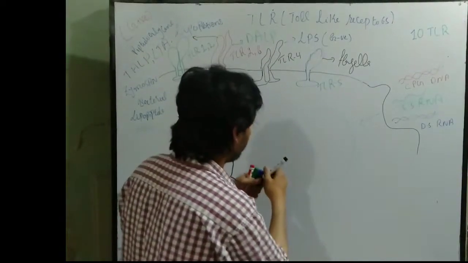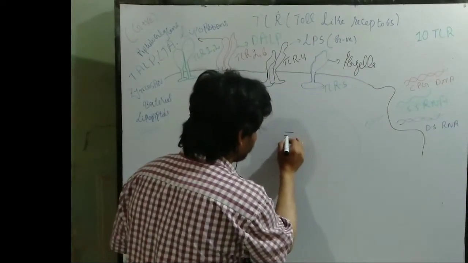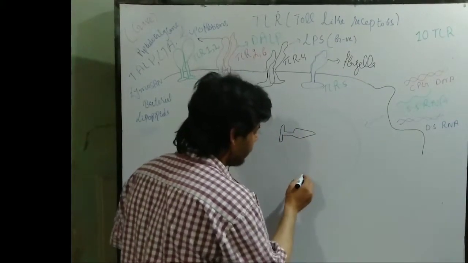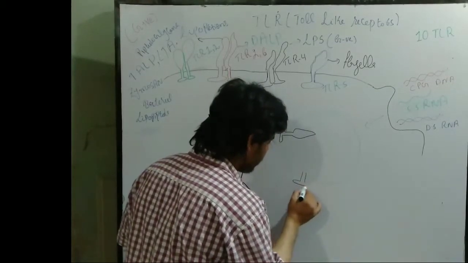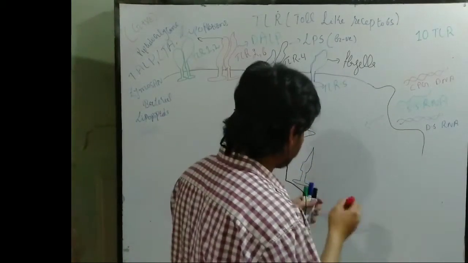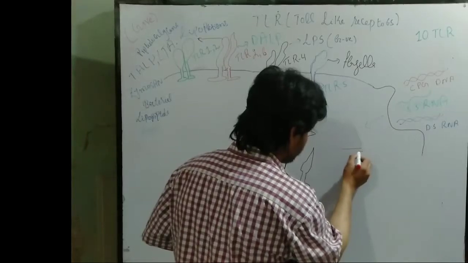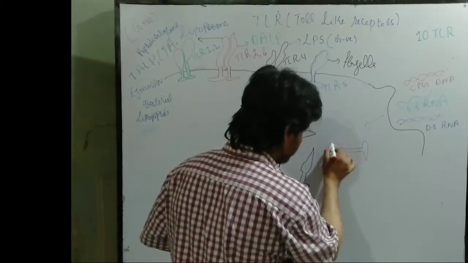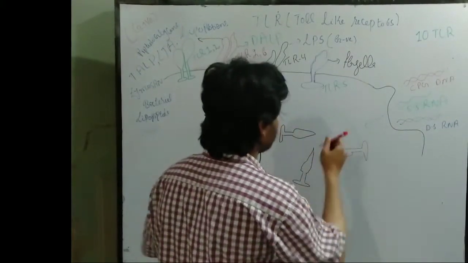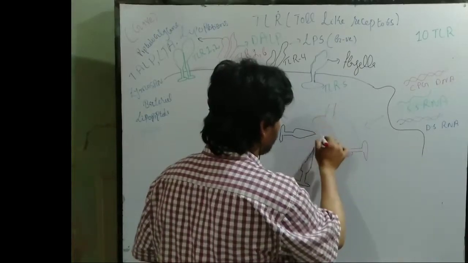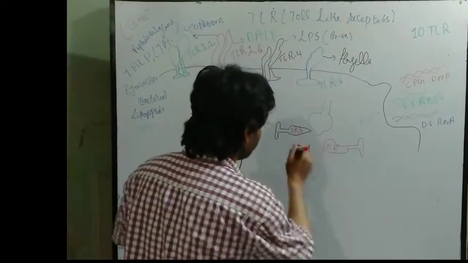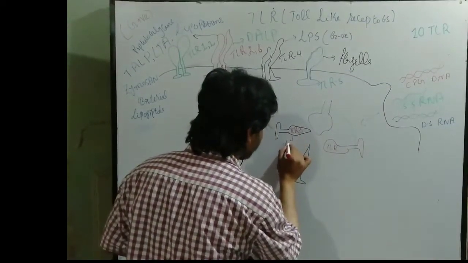If I draw here, how will it look? It will look in this form. Let's say this is toll-like receptor 3. Then we have another, this is toll-like receptor 7, and we have another, this is, let's suppose, toll-like receptor 8, and we have toll-like receptor 9. This toll-like receptor 3 usually detects double-stranded RNA.